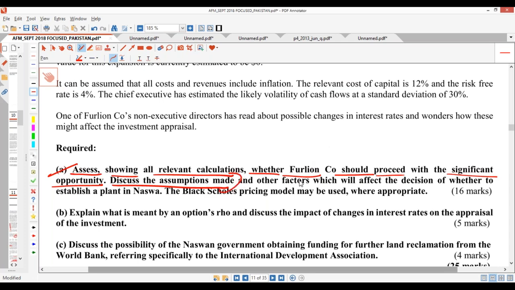Okay, that's number 1. And other factors which will affect the decision before you go to the plant in Naswa. Again, this is a little bit on foreign country. I think they're going to the foreign country. So if you are going to another country, what other factors you need to look for? I think we have discussed that just now, isn't it?